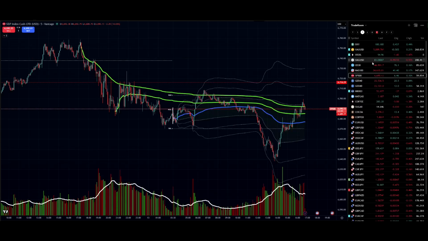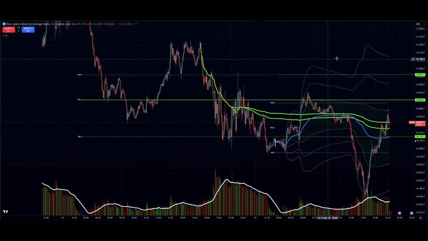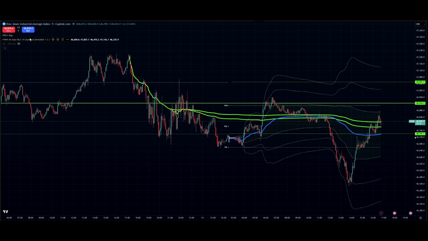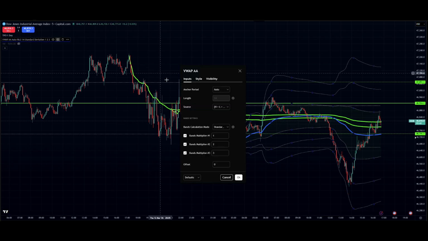So let's start with Dow first. Anyway, Dow, as you can see, this is our plan. Let me clean up the chart a bit, volume wise. Let's remove it so that it can look better, and let's remove the bands so that we can see better.